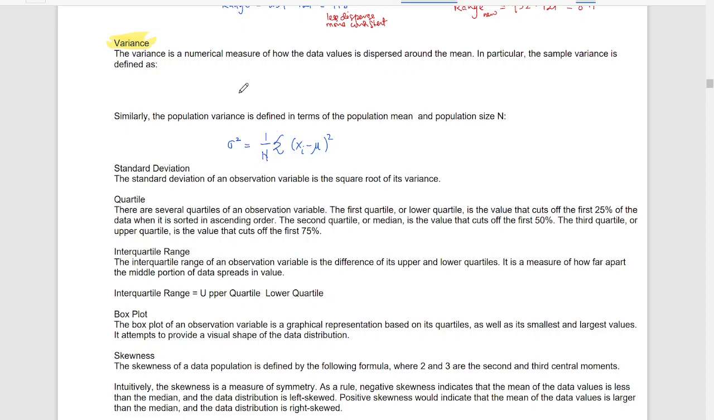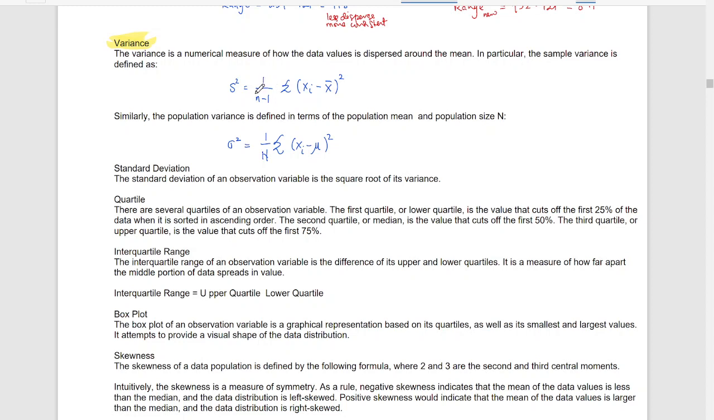Of course, for sample, it will be very much the same. Cuma ada beza sikit saja sebab dia punya penggunaan sample. So, we have the formula s square equal to, but this one is going to be 1 over n minus 1, and then multiply with the summation of xi minus x bar, to the power of 2. So instead of mu, the mean for sample is x bar. Okay, so this is the formula.